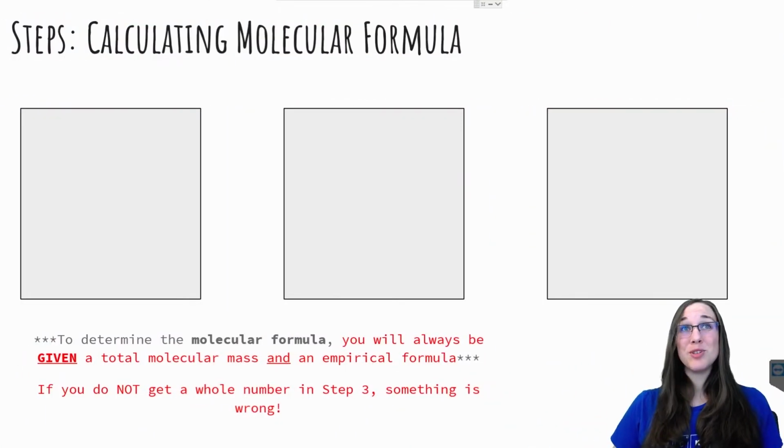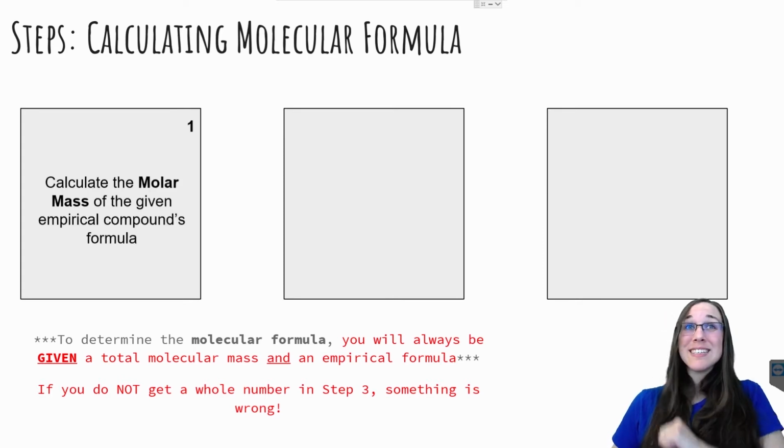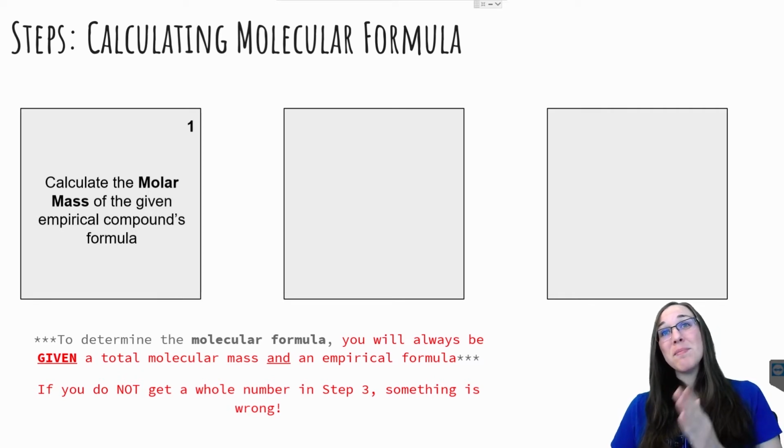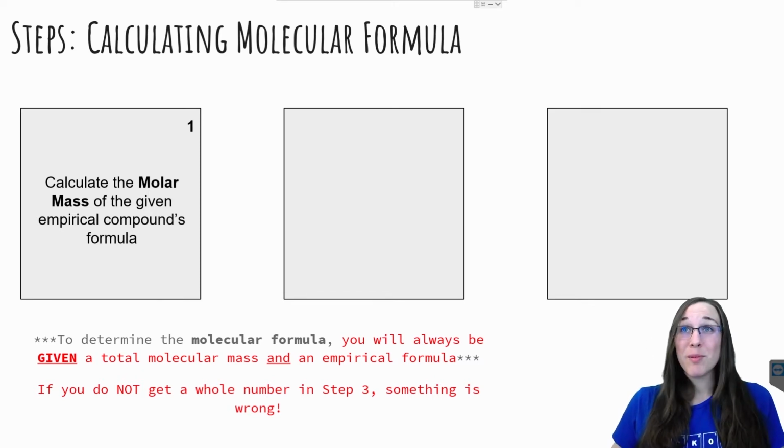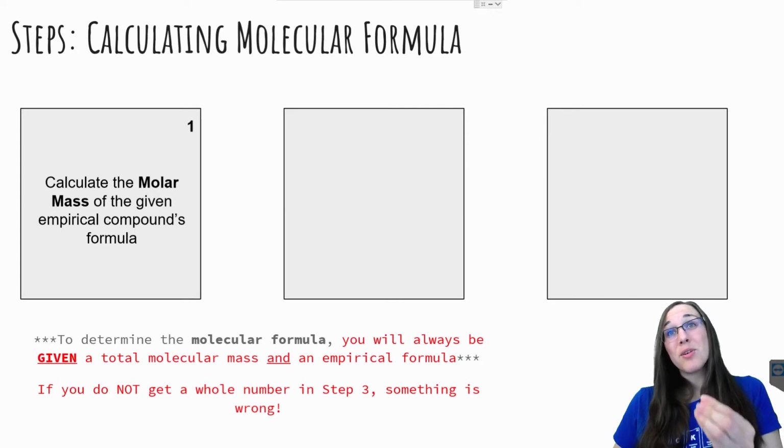So here are the steps you should know in order to calculate the molecular formula then, since that is the more important formula. Step 1 is to calculate the molar mass of the given empirical compound's formula. So in this type of question, you will be given the empirical compound's formula.